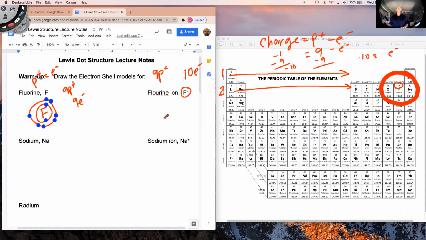So now, here we go. How would we draw this? Well, we're going to put our F minus right in the middle so that we know what we're drawing. It's still 2 shells, but now we have 10 electrons. So 2 electrons, there's 1, 2, and then 1, 2, 3, 4, 5, 6, 7, and then 1 more, that last one, 8. So this would be the model for the fluoride ion.